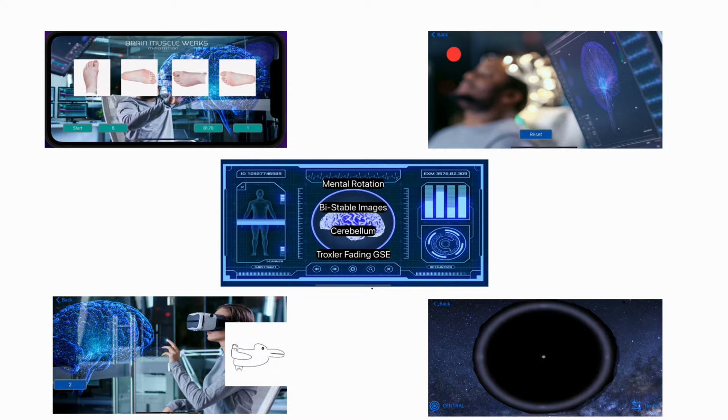And finally, the image in the bottom right side of the screen illustrates a Troxler fading circle, which is used as part of a gaze stabilization rehabilitation protocol.